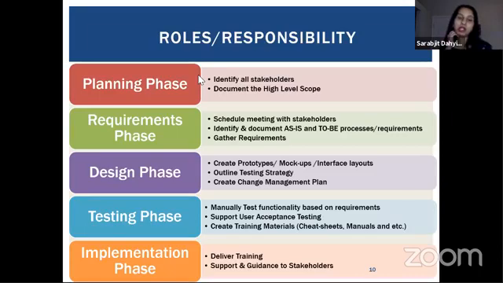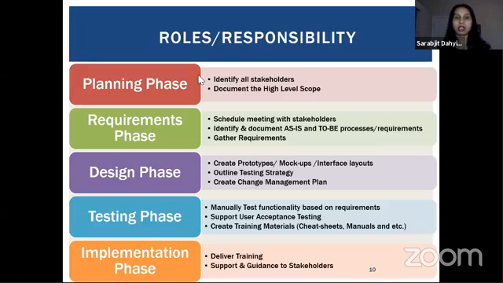In the testing phase, you'll be manually testing the functionality based on the requirements. You're going to be supporting UAT testing, and you're going to be creating the training materials that your stakeholders will need. Again, if your company has a training department, they will typically create this documentation.